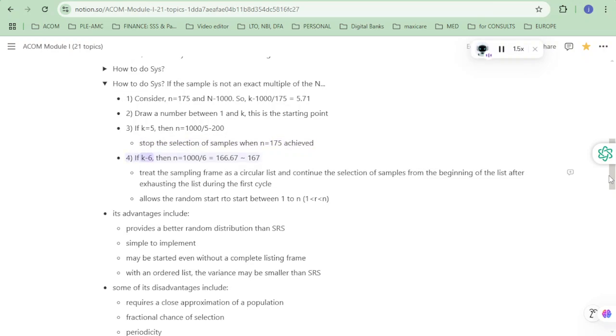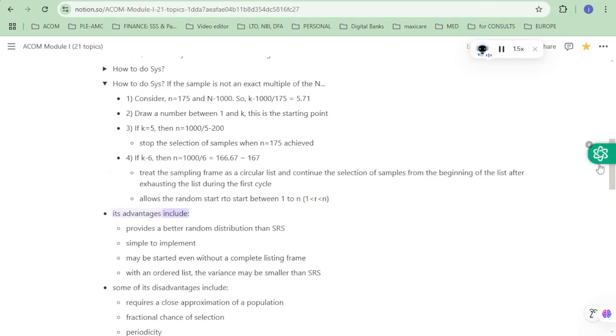If k equals 6, then n equals 1000/6 equals 166.67. Treat the sampling frame as a circular list and continue the selection of samples from the beginning of the list after exhausting the list during the first cycle. Allows the random start, r, to start between 1 to n.